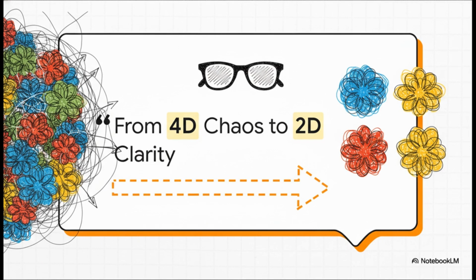The result is a complete transformation. When we actually plot these two new components on a simple 2D graph, the three different flower species, which were all jumbled together in that invisible four-dimensional space, suddenly separate into three beautiful, distinct clusters. It's truly like putting on glasses for the very first time and seeing everything clearly.